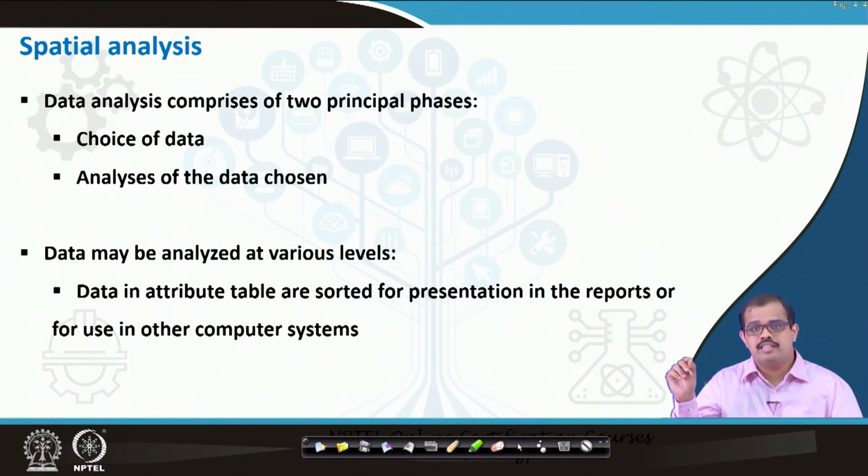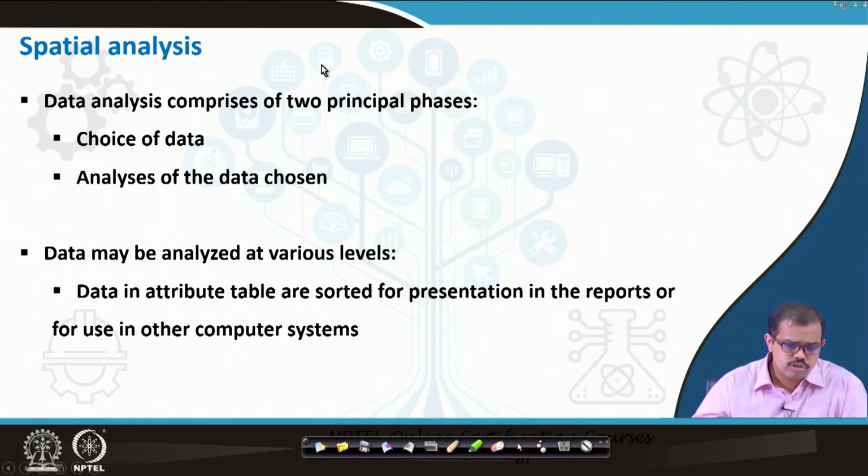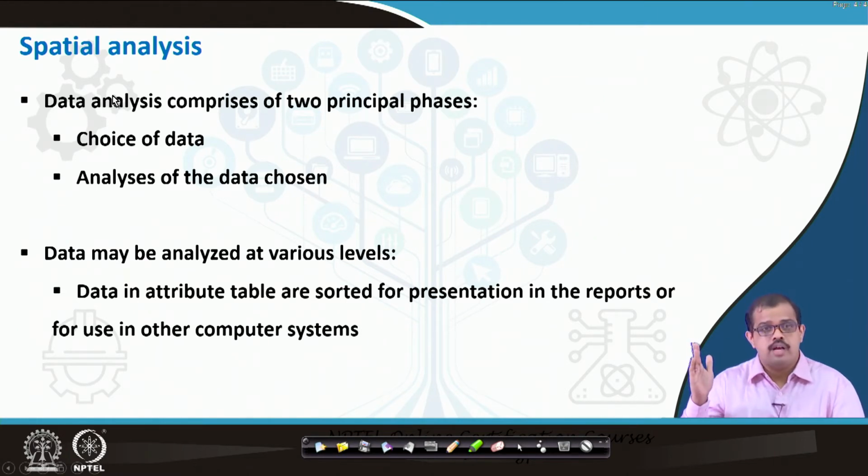You cannot use yes or no data to say how many. You cannot give quantitative information with yes or no, or with color information. So look at what kind of data, and what similar analysis can be done. Data analysis consists of two different phases. One is the choice of data, what kind of data, then the analysis of the data chosen. Both of these have to be understood.